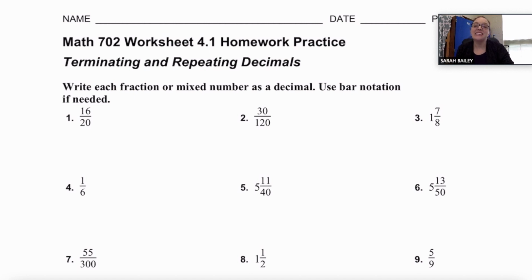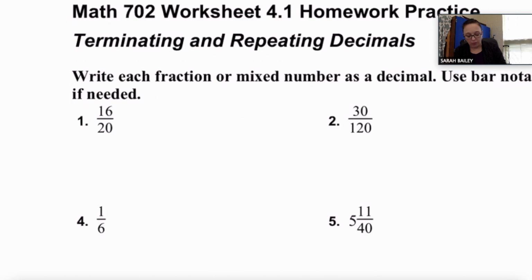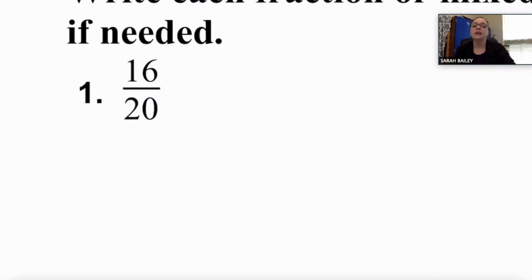Hi, in today's lesson, we're going to talk about terminating and repeating decimals. So this very first section has several fractions and we're asked to write them as a decimal. And then it says to use that bar notation if needed. And bar notation is used when we have a repeating decimal. So I'm going to look over here at number 1, and we're going to do these without a calculator.